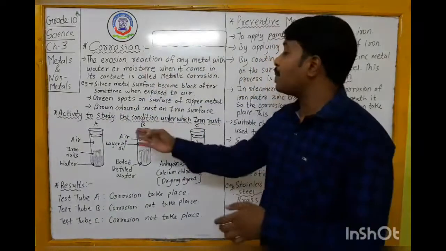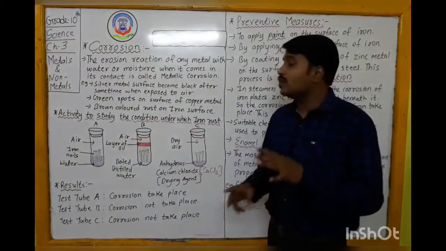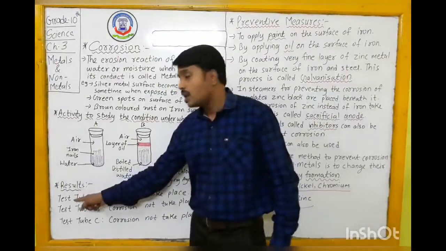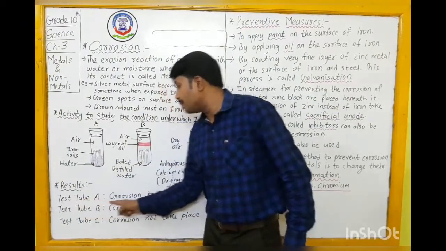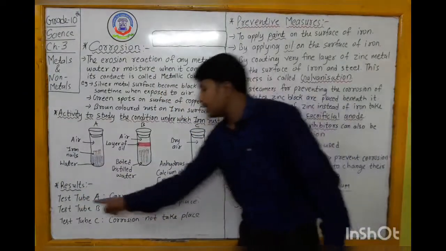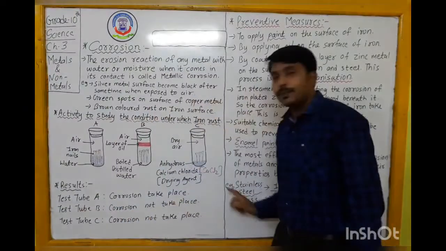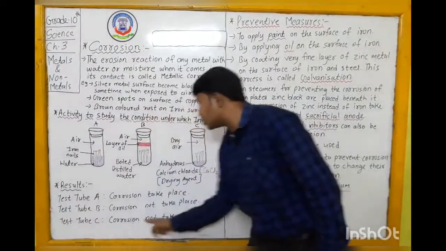Okay, now what happened in each of these situations? You will see what results I have written. I have written that in test tube A, corrosion takes place. In test tube B, corrosion does not take place. Okay, in test tube C, corrosion does not take place.